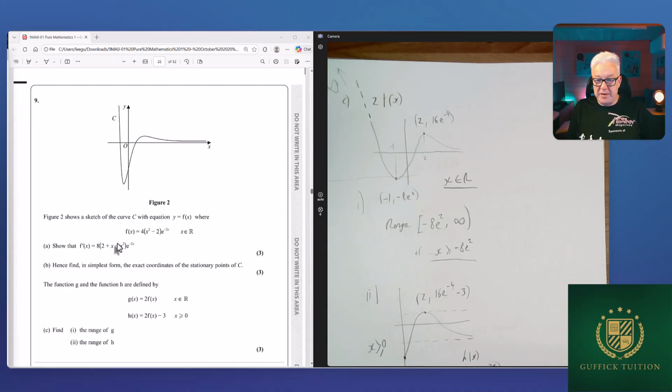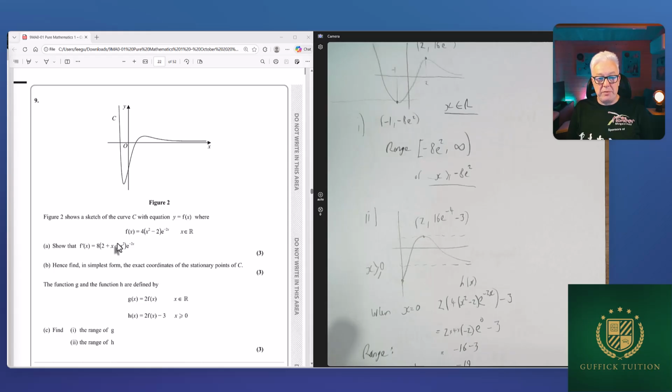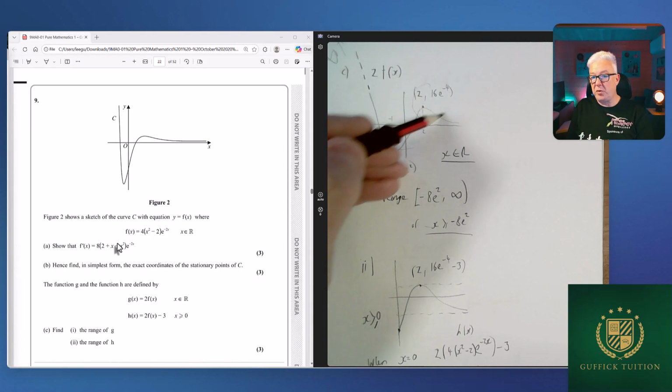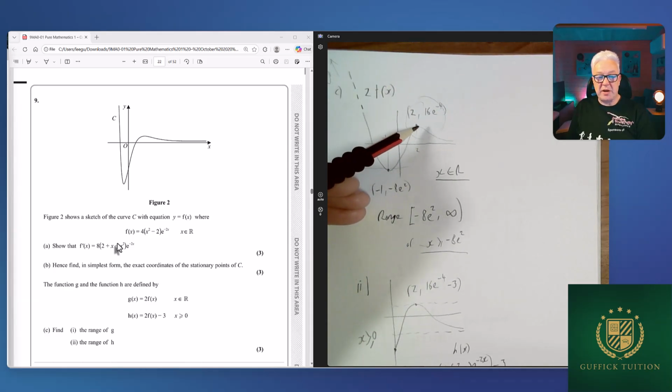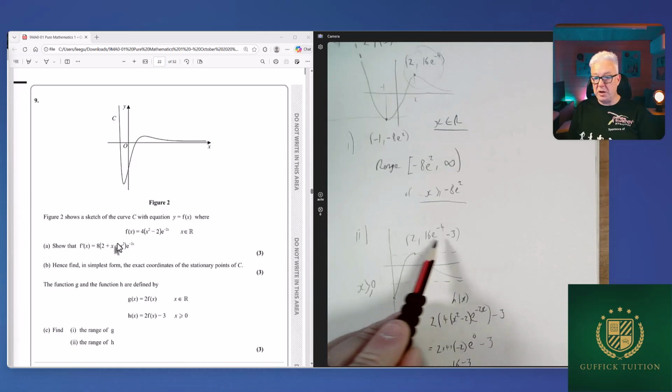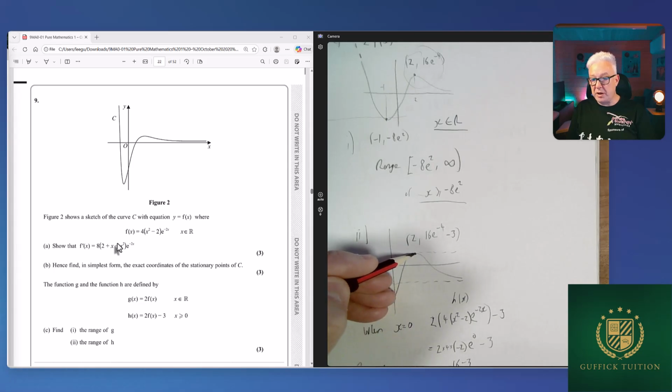So h of x has been stretched by a scale factor of 2 parallel to the y-axis, but then it's been translated by 3 units down in the negative y direction once that has happened. So let's think about where our coordinate for this turning point is going to go. Well, we know that when it's been stretched by a scale factor of 2 parallel to the y-axis, it's 16e to the minus 4 for the y coordinate. So if it gets translated by 3 units in the negative y direction, the y coordinate then becomes 16e to the minus 4 minus 3. So we've got the y coordinate of that point here.